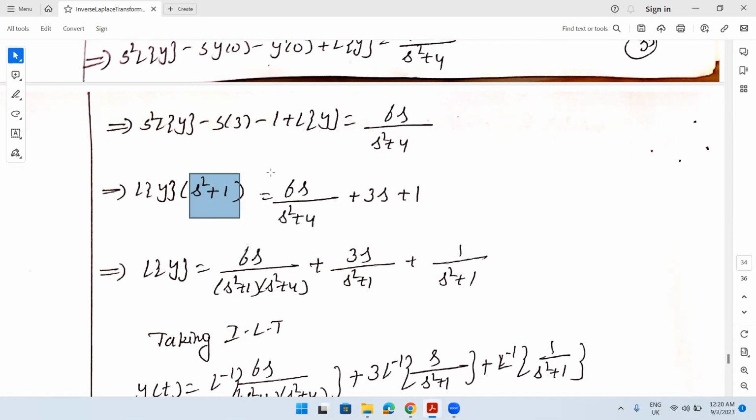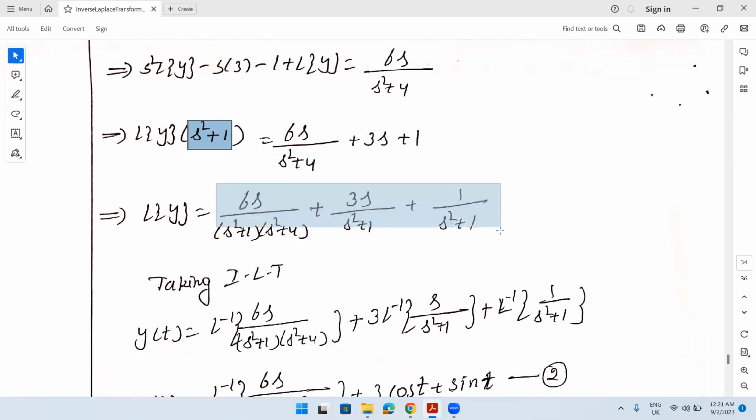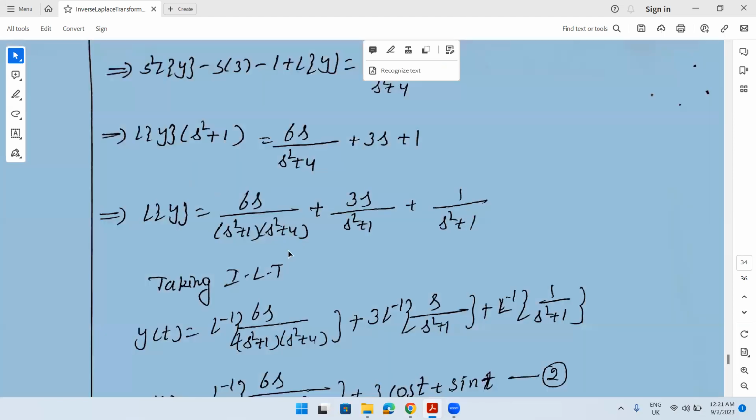The s square plus 1 also goes to the right hand side. So L of y equals 6s by (s square plus 4)(s square plus 1), plus 3s by s square plus 1, plus 1 by s square plus 1. So s square plus 1 I have taken to the right side. Now we have to find the inverse Laplace transform of the right hand side.